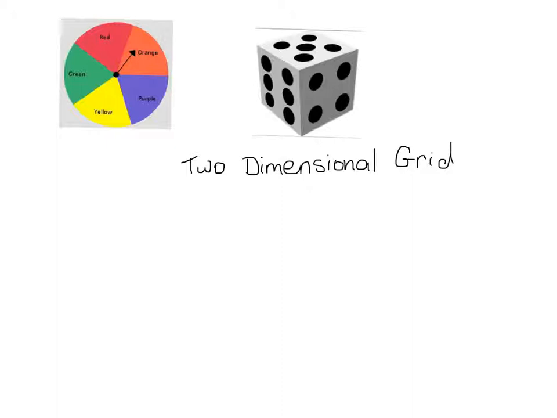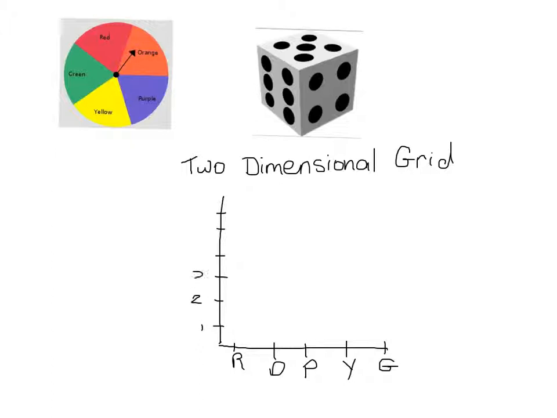On the left you can see our spinner and it has 5 colors. The colors that we see on this spinner are red, so let's just call that R, orange, let's call that O, purple, yellow, and green. So that's one axis that's used for our spinner. Now let's make another axis and use that for our die. Of course a die has 6 faces, and the faces have numbers, so that's 1, 2, 3, 4, 5, and 6, or 6 numbers on our die.